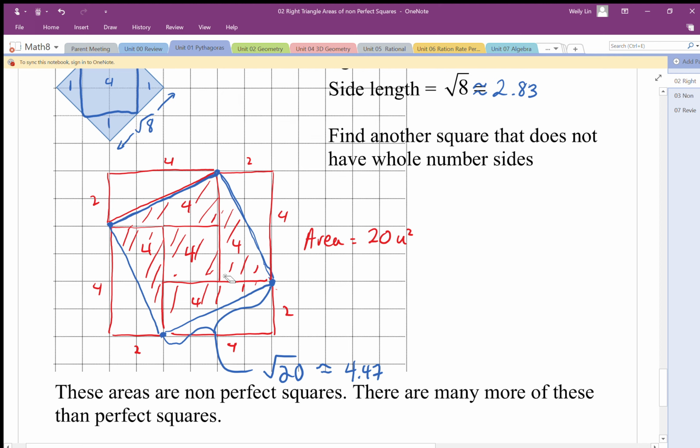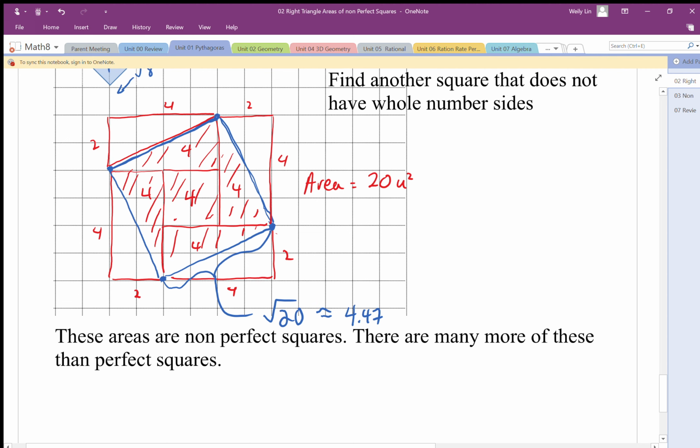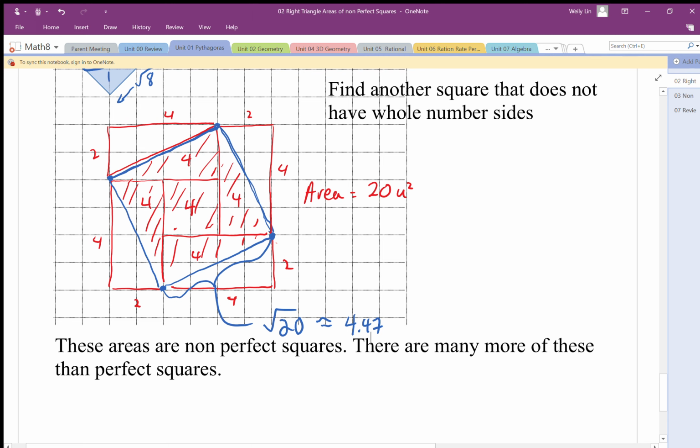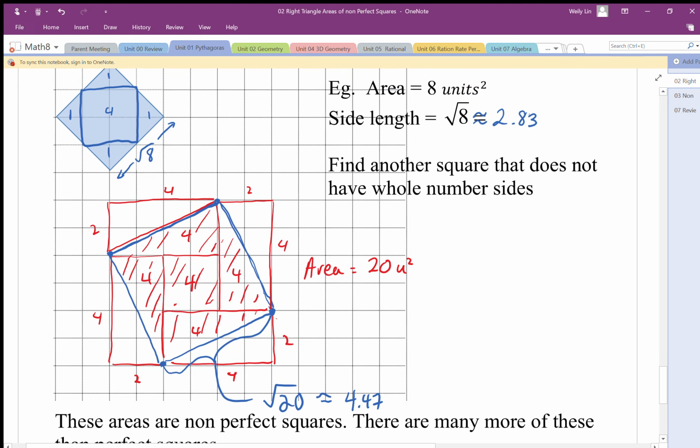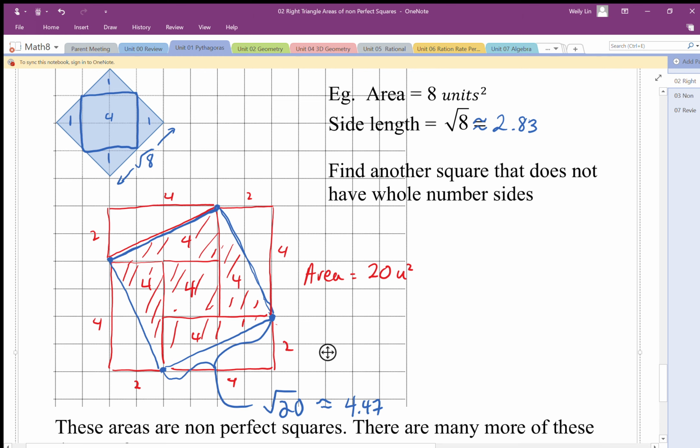And that's going to give us this square, oh, sorry, it's not a perfect square, but a square that has an area of exactly 20 squares in it. Okay, it's not approximately, it's exactly 20 squares. So this is a non-perfect square. It's a square, but it's not a whole number side length. And there's many, many more of these. And this is just one way to draw it. So I've shown you 2 different ways we can come up with these non-perfect squares.